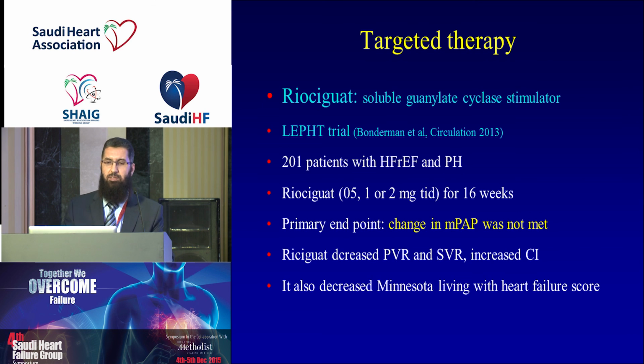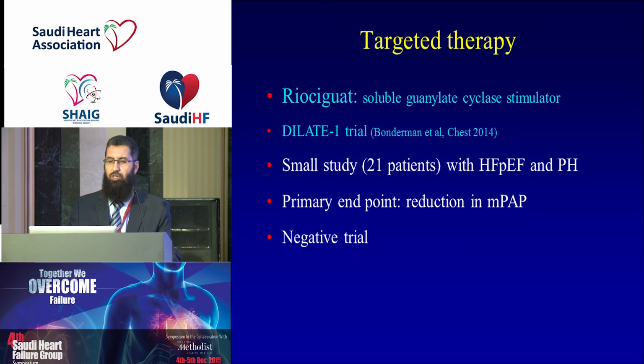Riociguat, 2 studies, which is a soluble guanylate cyclase stimulator. The LEPHT trial was published in Circulation 2013 with 201 patients, and also failed to show reduction in PA pressure. There were some improvements in other parameters and also in symptoms. This was in HFrEF patients. And DILATE was just recently published from the same group in HFpEF and shows no improvement.